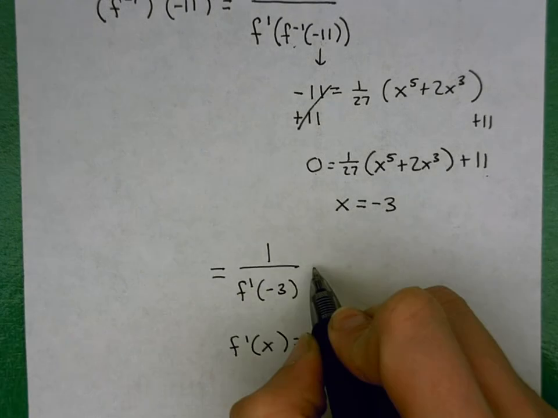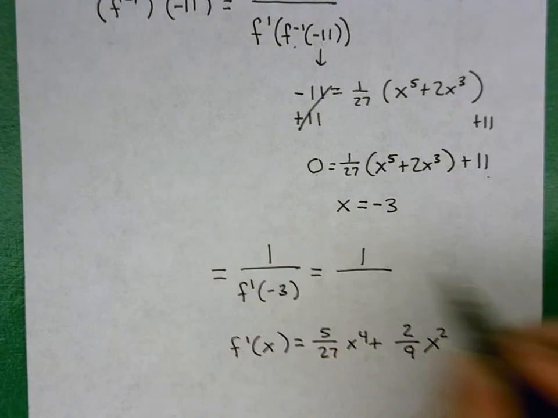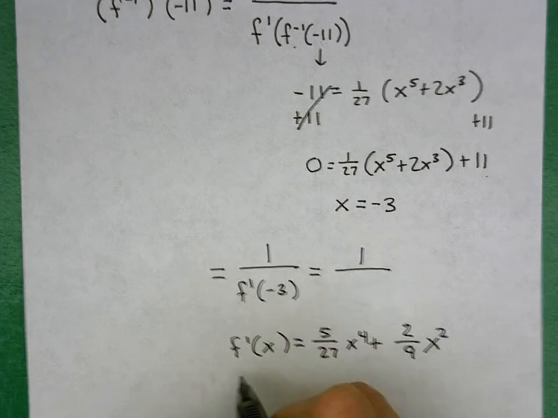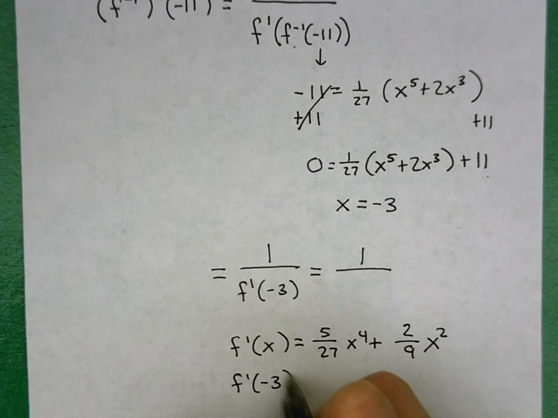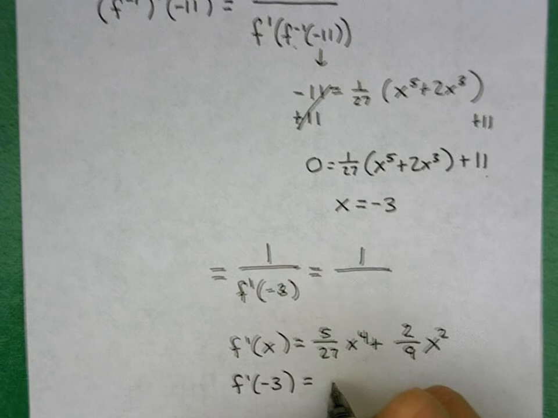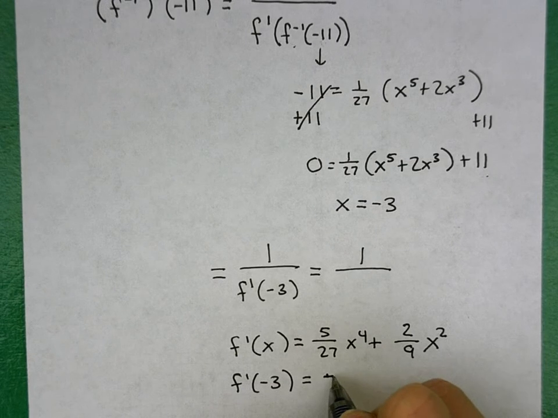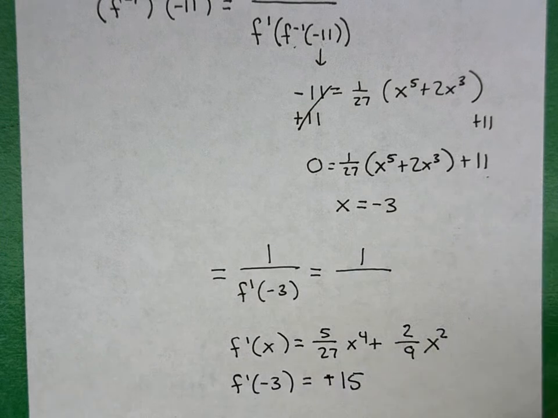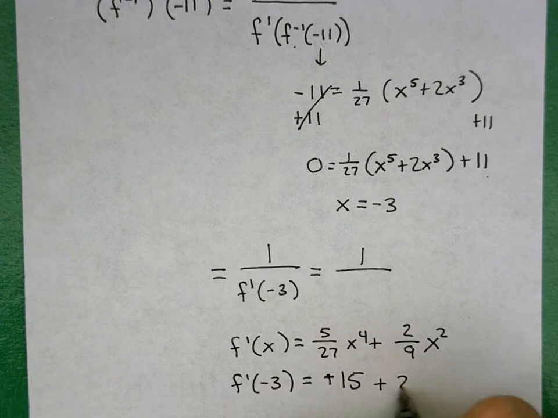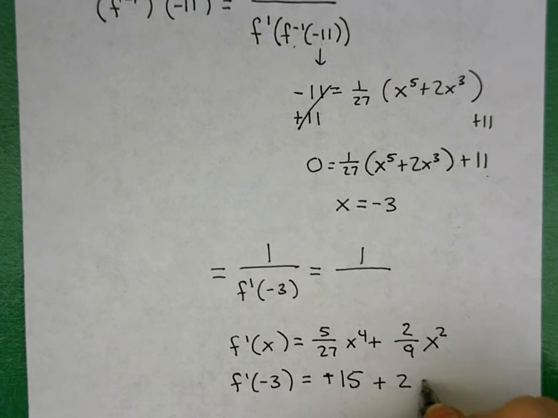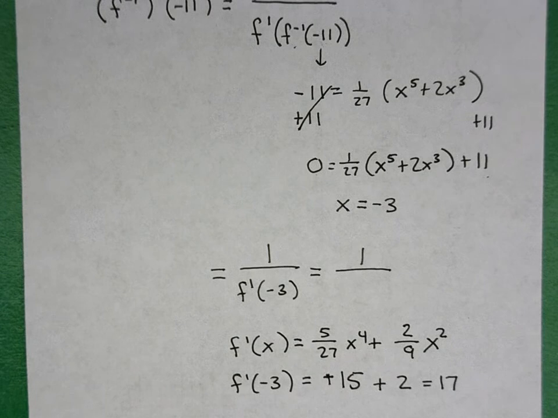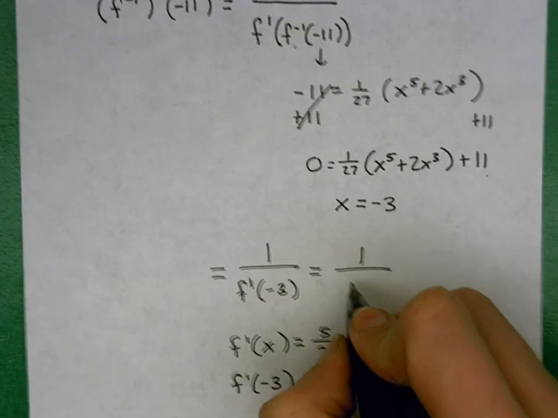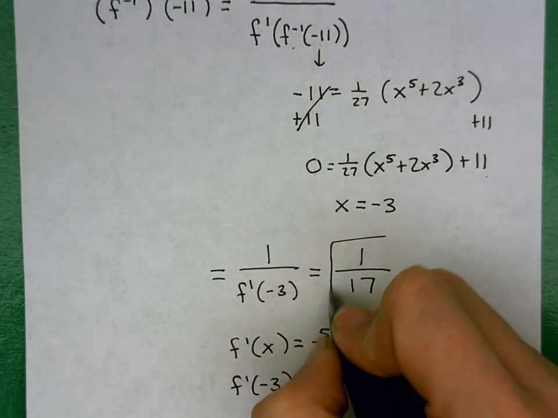And so f prime of negative 3 is what I get when I plug in negative 3. So we get positive 15 plus 2, which is equal to 17. Okay, so our answer is 1/17.